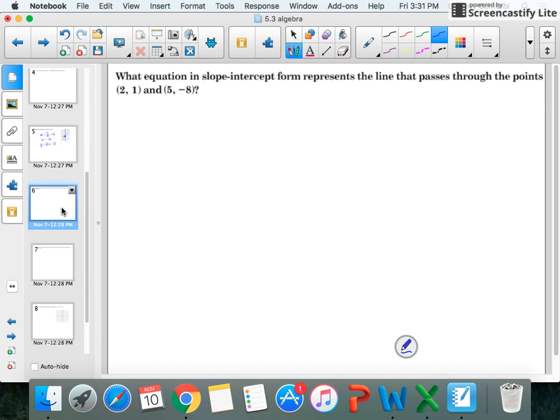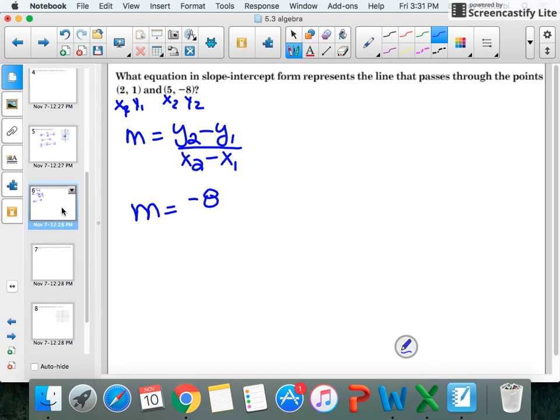This one here is a little bit more challenging. So first, we're not given the slope, so we have to actually find the slope and we have to find the y-intercept. So we have a lot of steps here. So we're first going to find our slope, which is y2 minus y1 over x2 minus x1. So we're going to label our points x1, y1, x2, and y2. So we're going to plug in, so we get -8 minus 1 over 5 minus 2. -8 minus 1 is -9, 5 minus 2 is 3. And if we simplify that down, we get -3. So that is our slope.